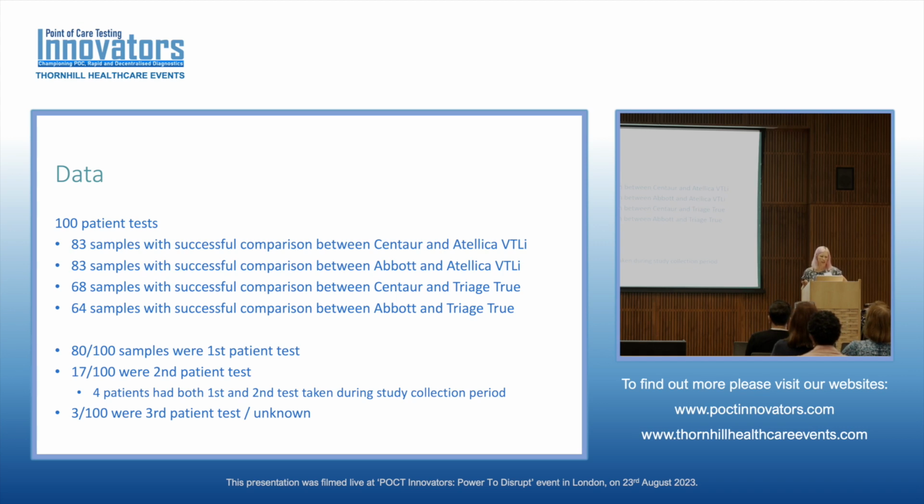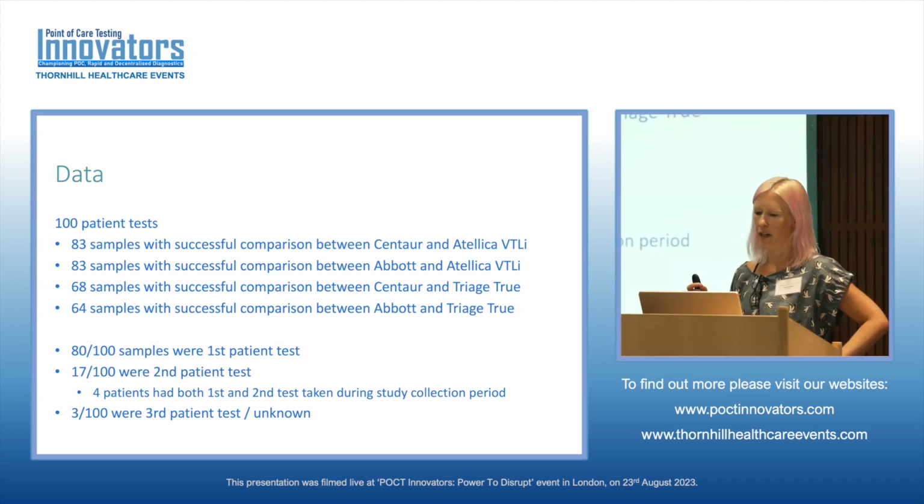Of these, 80% were first patient test and about 17 were second patient test. So 4 patients had both first and second test taken during the collection period. So we didn't have enough patients to look at delta changes at all. And 3 patients were at third patient test, or we weren't able to find that information.